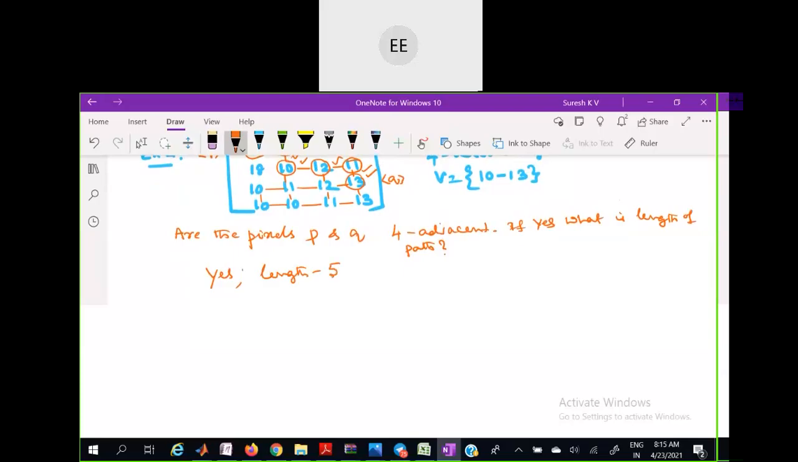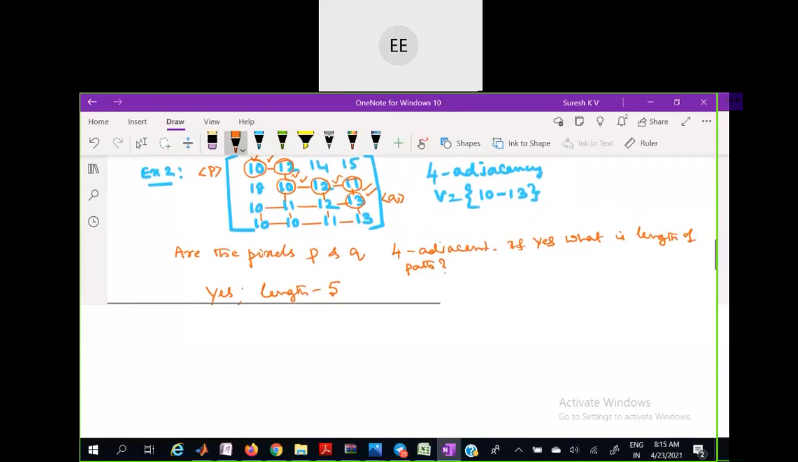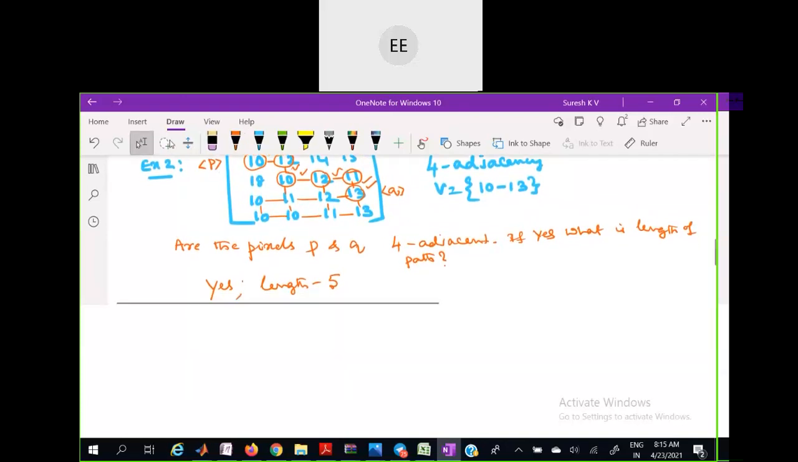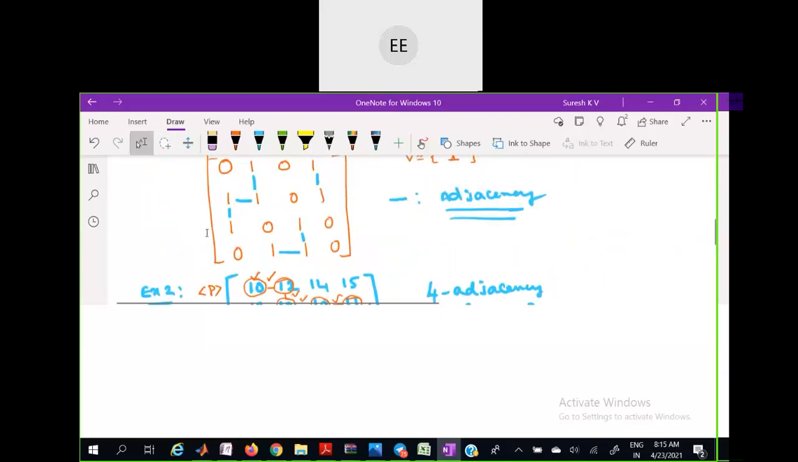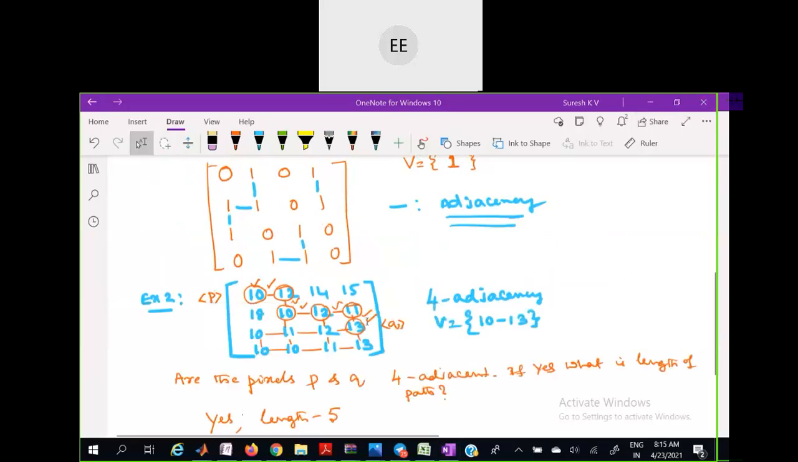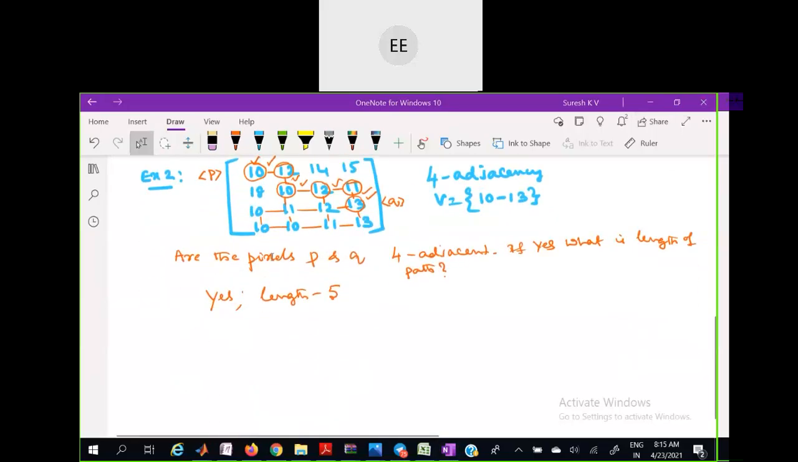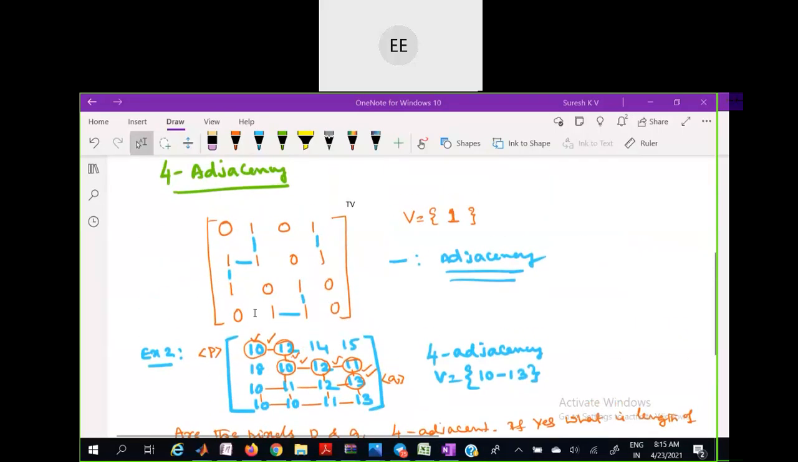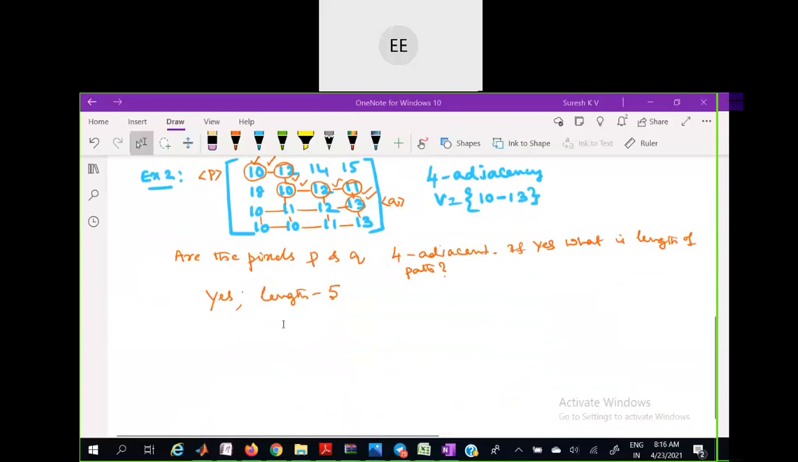So this is how the questions can be given. They may ask you to show the adjacency for a given image. The image can be binary, or maybe a gray shade image. So this is for a binary image. This is for a gray shade image. Now let us take another example. Say 8 adjacency, I'll take.